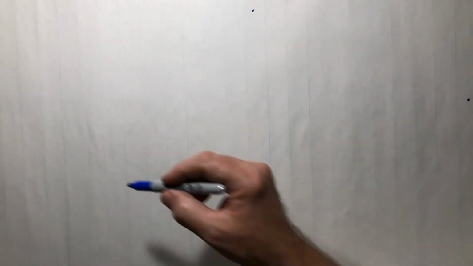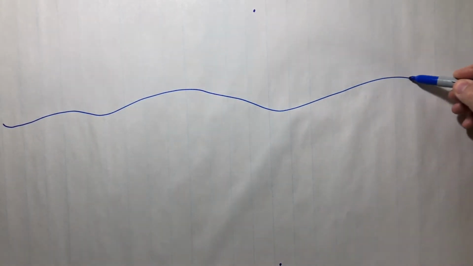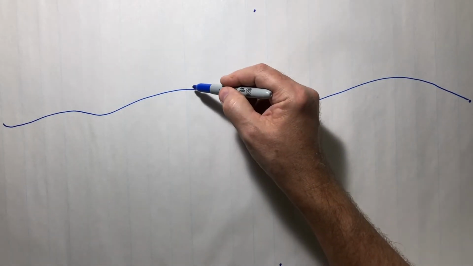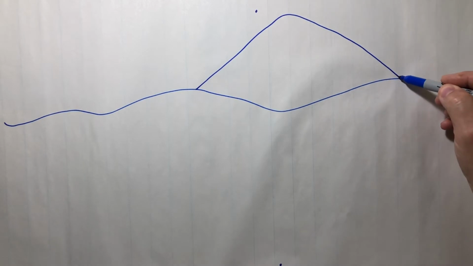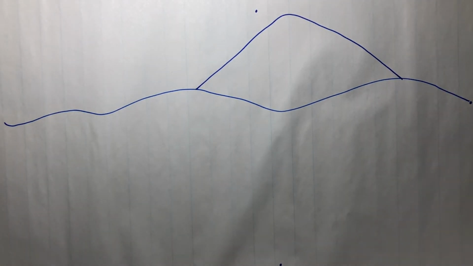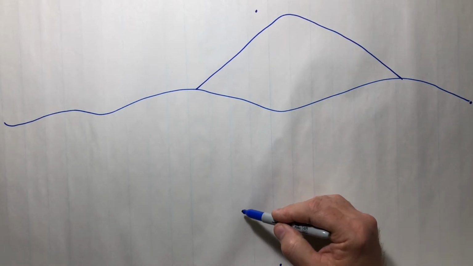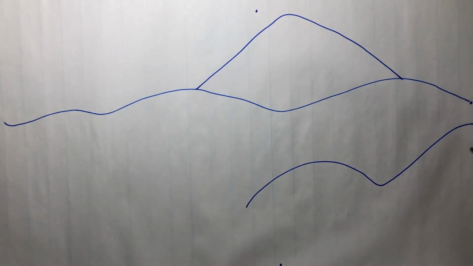All right, we're going to make a landscape picture. So let's start by putting in the horizon line. And it's going to be a wavy line in my picture. I'm going to draw a big mountain in the back. And then I'm going to draw some rolling hills below the horizon line.